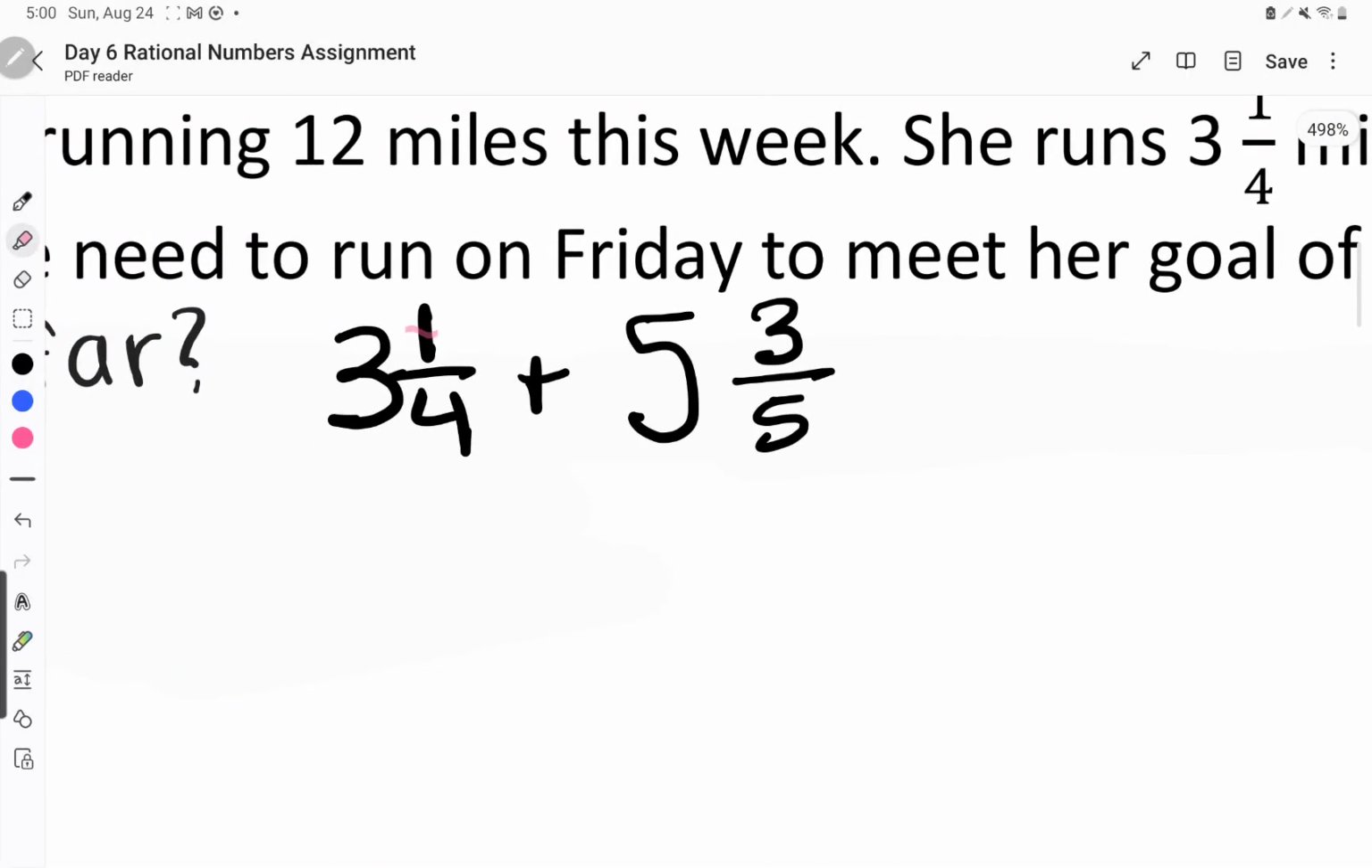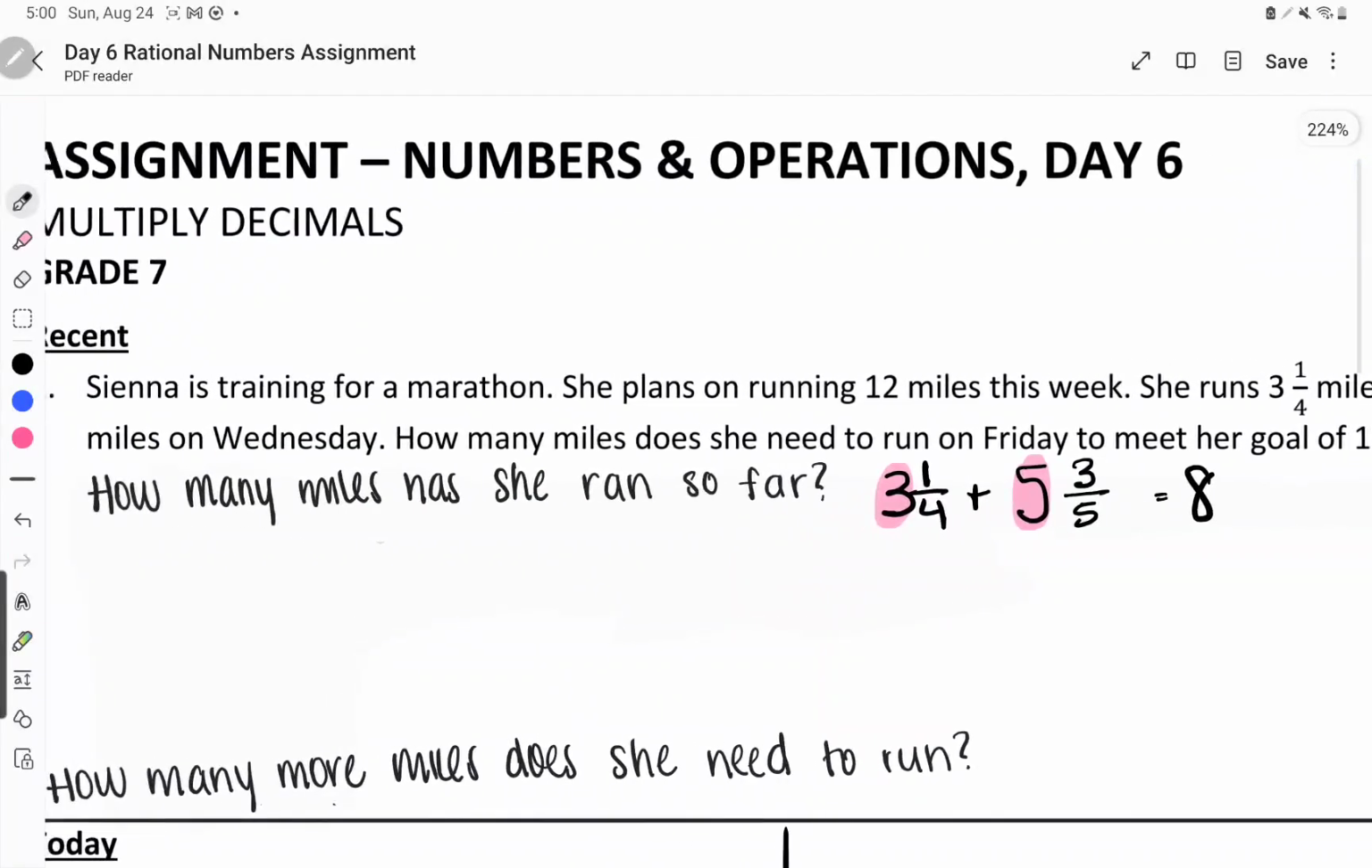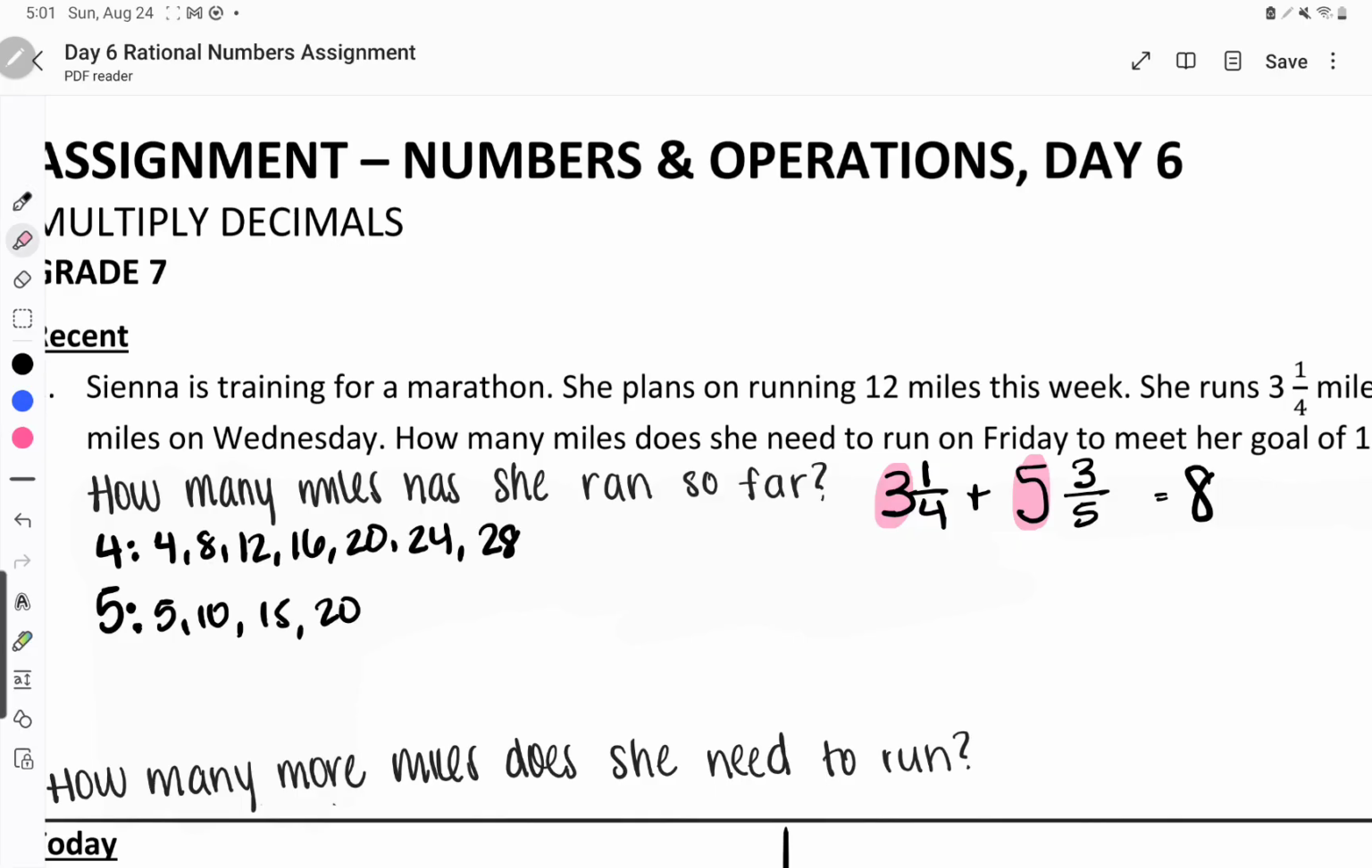We'll start by adding our whole numbers of 3 and 5 together. And 3 plus 5 is going to give us 8. After that, we're going to add together our fractions. But in order to add fractions, what do we have to have? A common denominator. So my denominators right now are 4 and 5. For 4, I have 4, 8, 12, 16, 20, 24, 28. For 5, I have 5, 10, 15, and 20. Well, right here, I see 20, and I see 20.